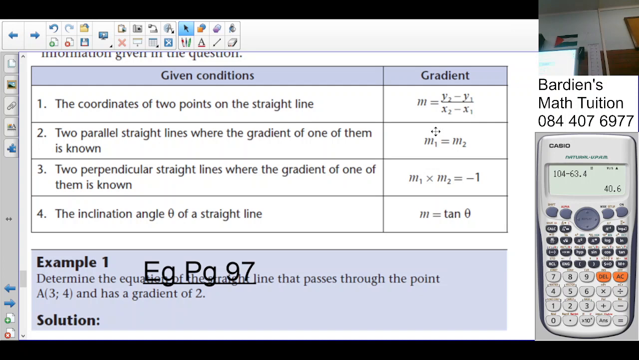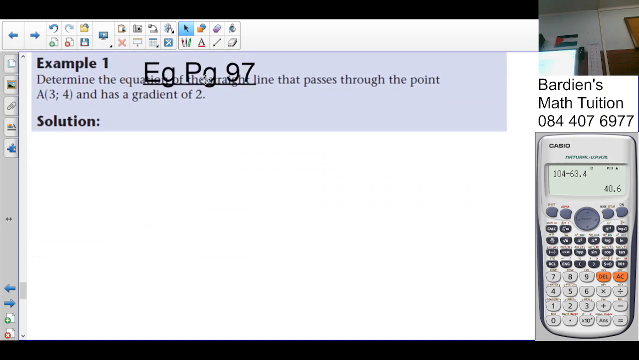Two parallel straight lines: if lines are parallel, what do we know? Gradients are equal. I think we made this note already. Two perpendicular straight lines, where we know one of the two gradients: m1 times m2 is equal to minus 1. The inclination of a straight line: tan of theta is equal to your gradient. That's basically what we have been dealing with thus far.